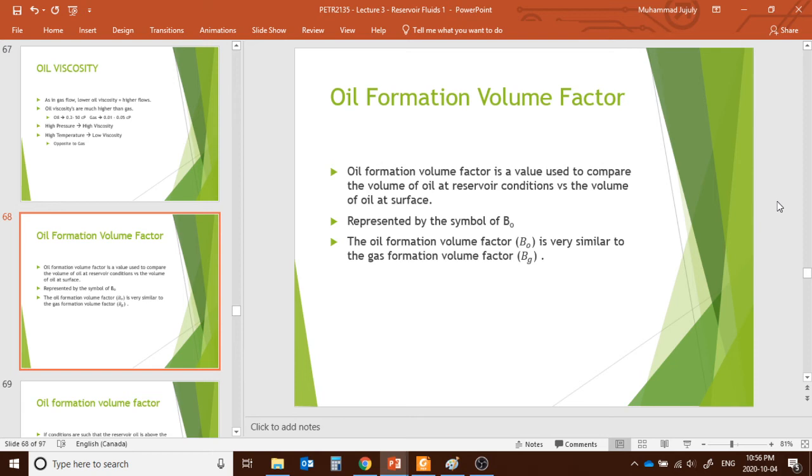So the oil formation volume factor is a value used to compare the volume of the oil at the reservoir condition versus the volume of the oil at the surface. It's a very important factor because we need to know the volume of the oil at the surface, because that's the physical quantity we will actually get to sell to our customer or to send to the refinery or to transport. Okay, so this is a very important thing.